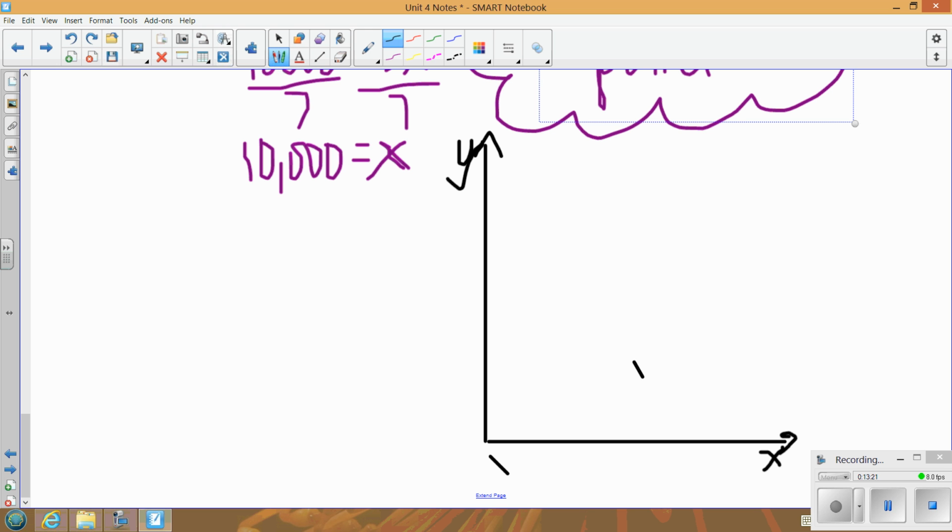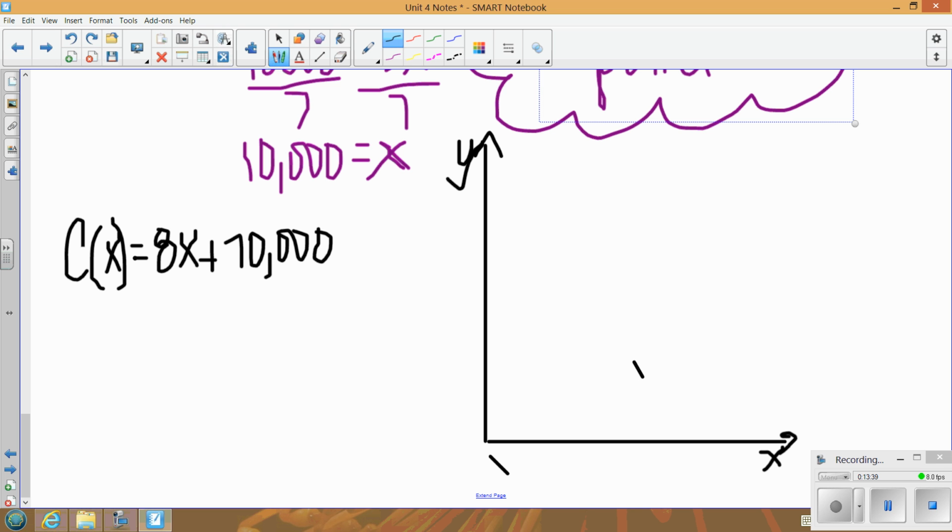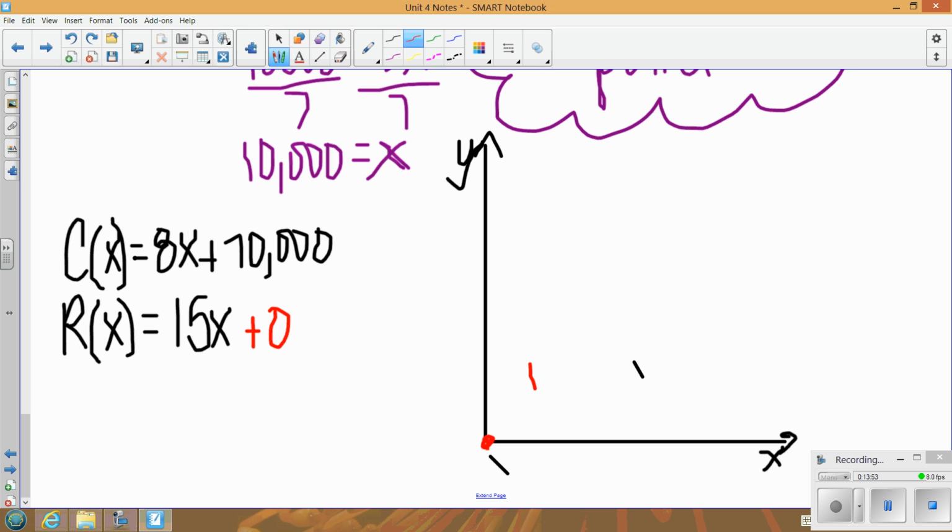x-axis and my y-axis. And if I look at graphing my two equations, the cost equation was 8x plus 70,000. And my revenue was 15x. So the revenue is going to start at 0 for the y-intercept, and I'm going to have a slope of 15. So it's up 15 over 1. So the slope's going to be relatively steeper than the other one.